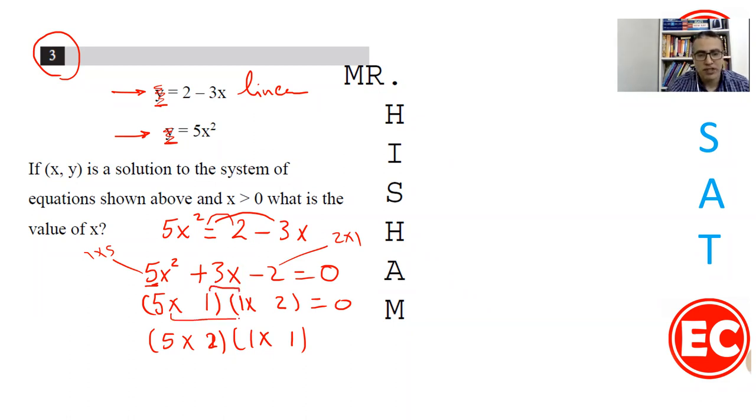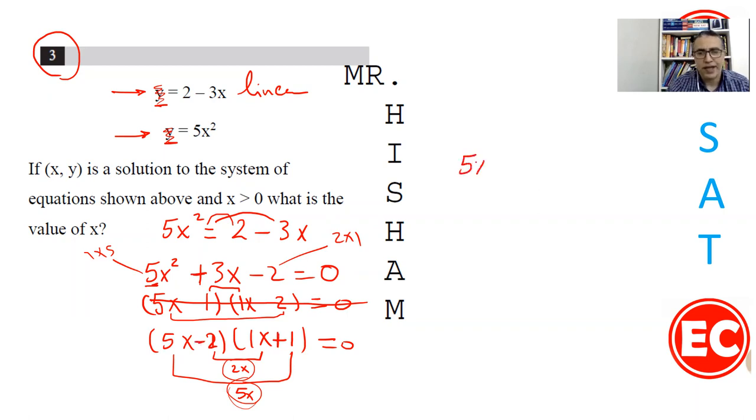1x and +10 or -10, the difference between them will be 9. So this is not the target. But 2x and 5x, the difference between them is 3. So which is the greatest, 2x or 5x? The greatest is 5. So take the sign of the middle. So this is positive and this is negative.